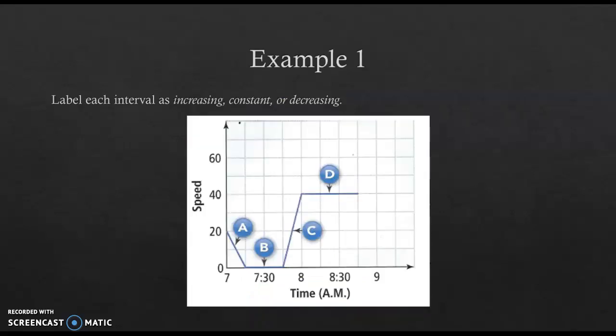All right, so label each interval as increasing, constant, or decreasing. So A, and we're always reading from left to right. In case you forgot. All right, so on A, from left to right, we're going down. So A would be a decrease. And looking at interval B, we are staying at 0 that whole time. So that is a constant.